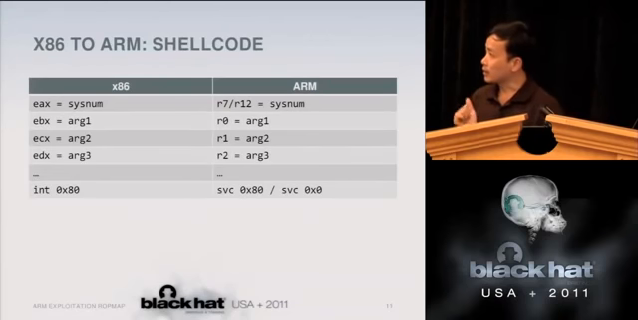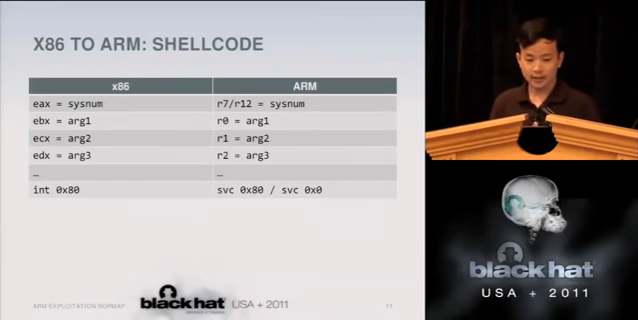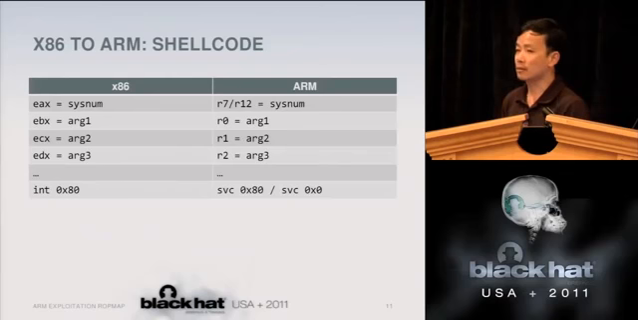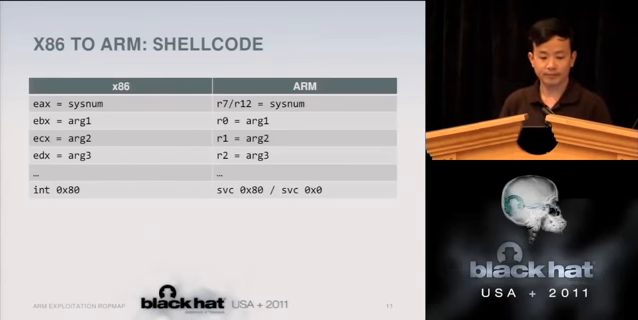How about writing the shellcode? It is similar on both platforms. In x86, we just load EAX with the syscall number, and in ARM, we load it into register 7 or register 12, and the arguments go to the other registers. Then we issue a system call.